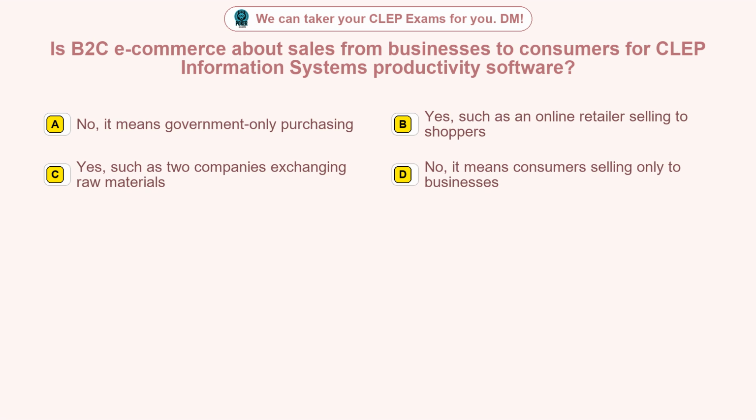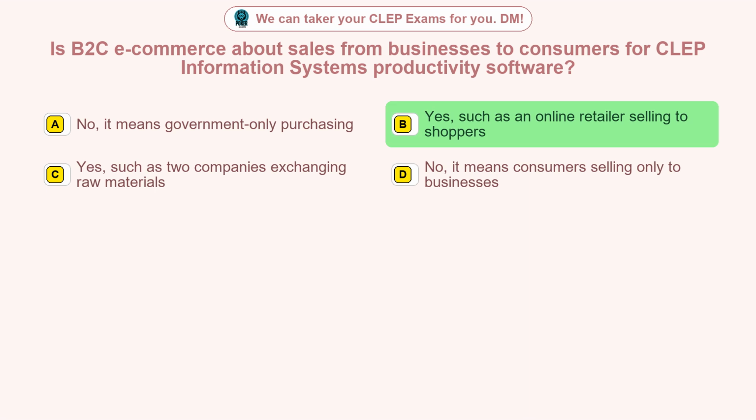Question 12. Is B2C e-commerce about sales from businesses to consumers for CLEP Information Systems productivity software? Option A. No, it means government-only purchasing. Option B. Yes, such as an online retailer selling to shoppers. Option C. Yes, such as two companies exchanging raw materials. Option D. No, it means consumers selling only to businesses. The correct answer is option B.